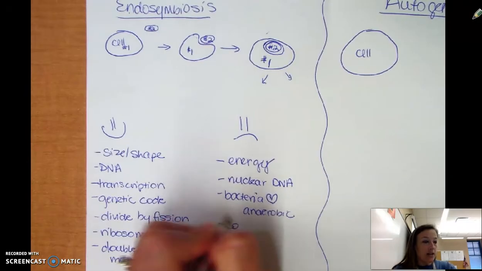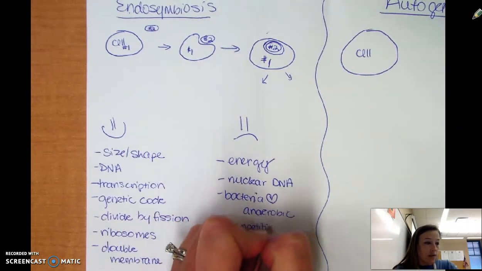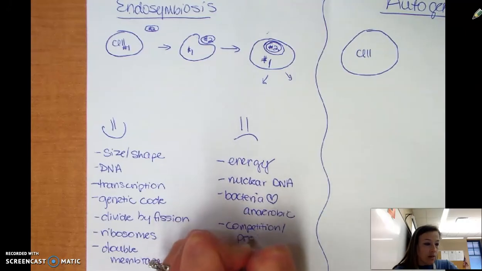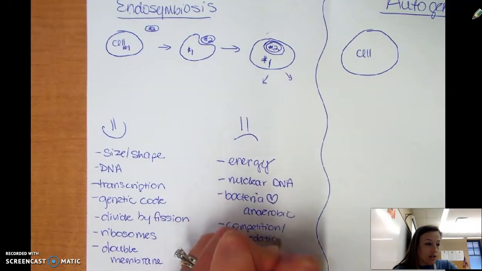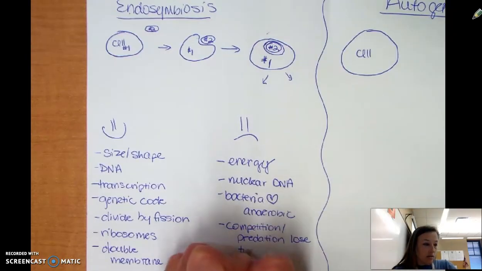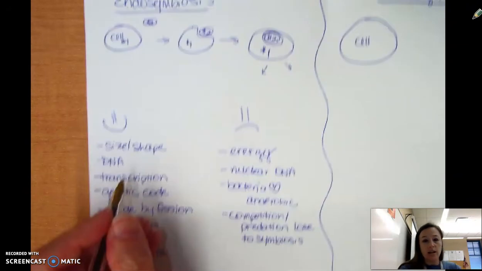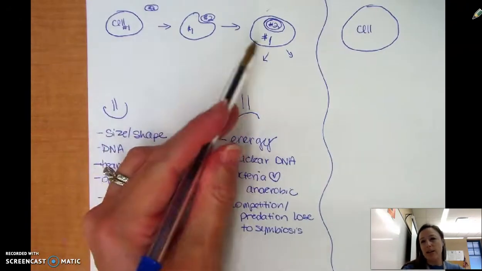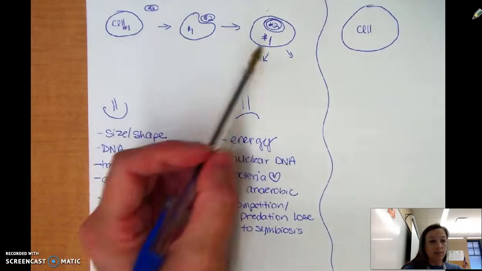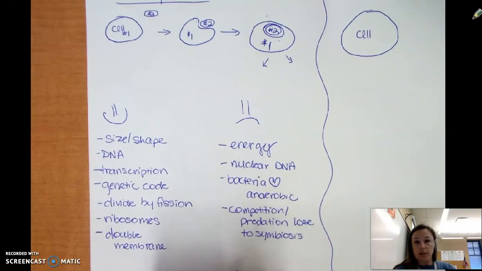Another thing is, how did it convince cell number 1, who could have gotten a meal out of it, so we'll call that competition or predation, how did it lose out to symbiosis? I mean, whatever number 2 was offering had to be really good for cell number 1 to say, yeah, I don't think I'll eat you. I think I'll keep you around, because cell number 1 could have gotten energy from that. So there had to be something good number 2 was offering for symbiosis to win out.